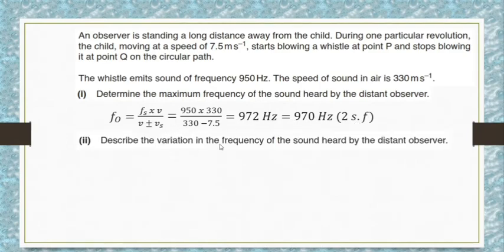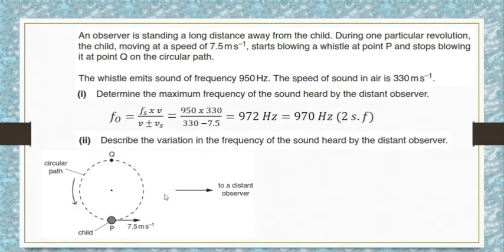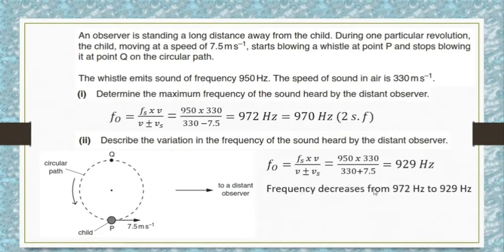Now, describe the variation in the frequency of the sound heard by the distant observer. Because it is moving in a circular path relative to a distant observer, there is a change in frequency. The maximum frequency we have calculated. And now I want to find the minimum frequency. The minimum frequency, of course, Fs multiplied by V divided by V plus Vs here. So I got 929 Hz. So the distant observer will hear that the frequency decreases from 972 Hz to 929 Hz.